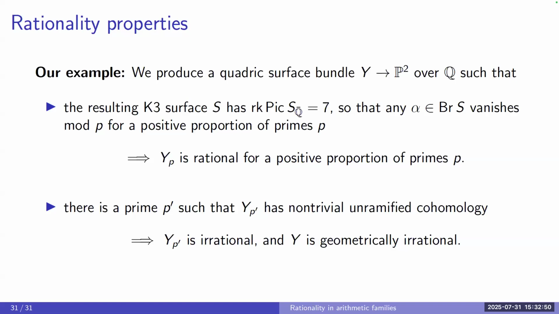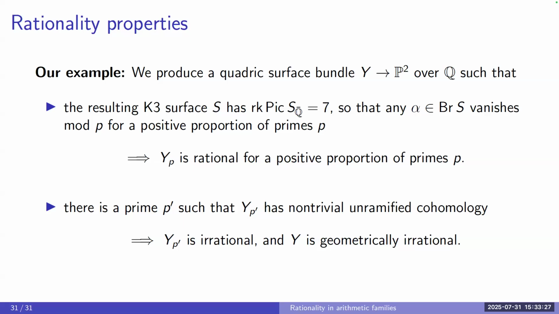Okay, so let me summarize that again. We produce this quadric surface bundle over P2 so that the resulting K3 surface on the other side has Picard rank exactly 7. And so the Brauer class vanishes mod P for some positive proportion of primes. And so the reduction of the fourfold mod P is going to be rational for all of those primes. And then there's some other prime P prime for which the reduction has non-trivial unramified cohomology. And so that fiber is irrational, and also the total space is geometrically irrational.